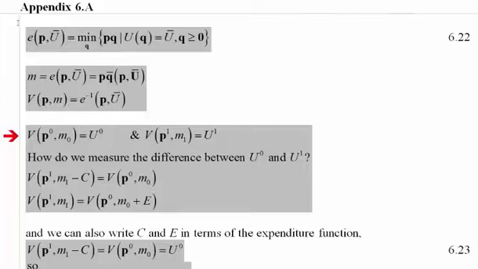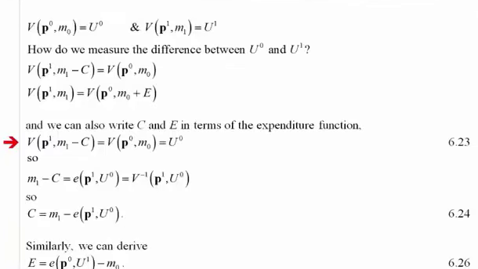Noting that the indirect utility function at P0, M0 is equal to utility level U0, and at P1, M1 is equal to utility level U1, how do we measure the difference between U0 and U1? Well, we can do that with either compensating variation C, where we simply subtract from M1 the level of C, which is also measured in monetary units, or we can add, in this case, E to M0 on the right-hand side. Both of those are legitimate measures of the change in welfare associated with moving from P0 to P1.